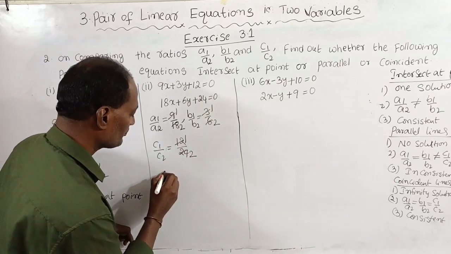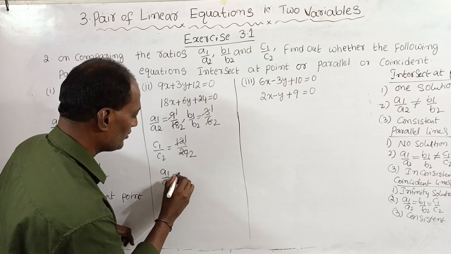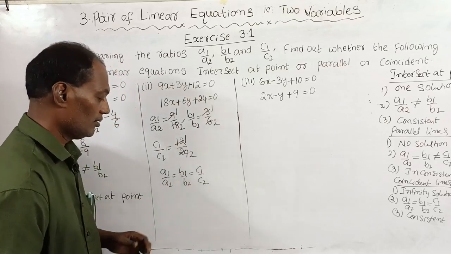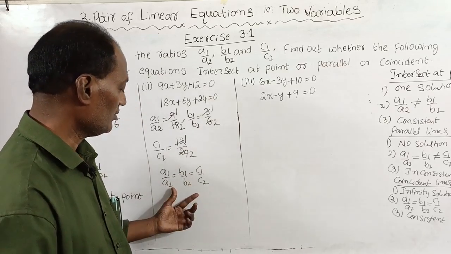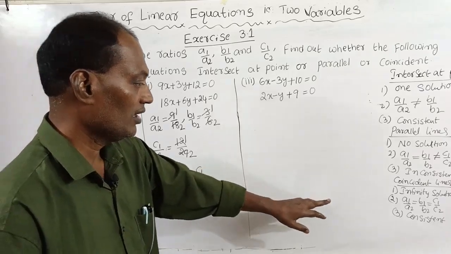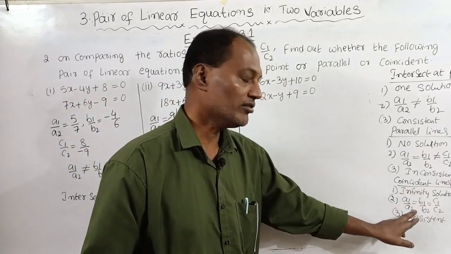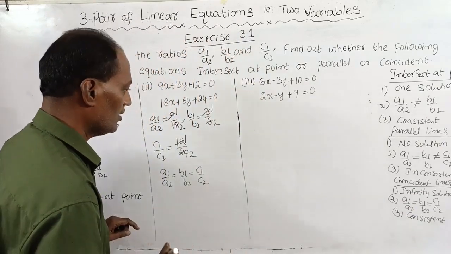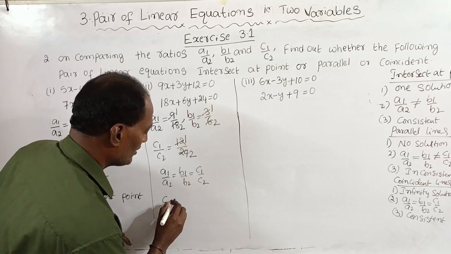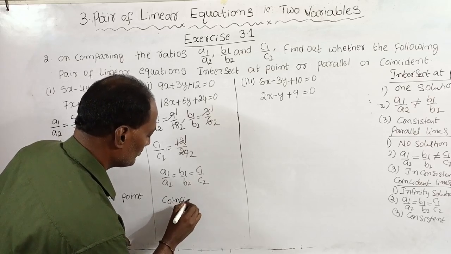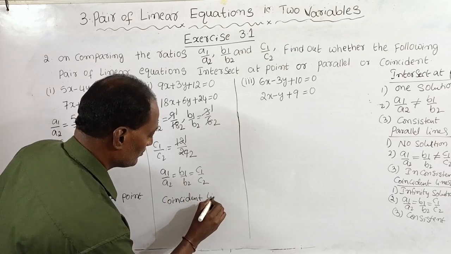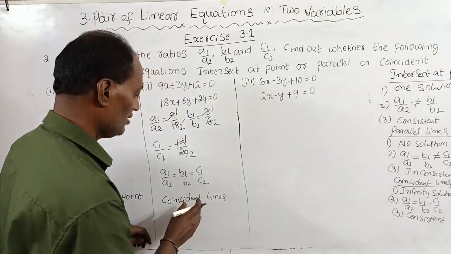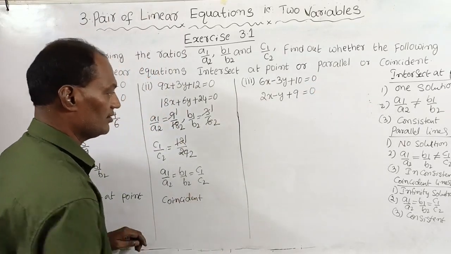How can you write this? a1 by a2 equal to b1 by b2 equal to c1 by c2. This satisfies the linear equations, the coincident lines: a1 by a2 equal to b1 by b2 equal to c1 by c2. So these are the coincident lines in linear equations. You can write coincident.